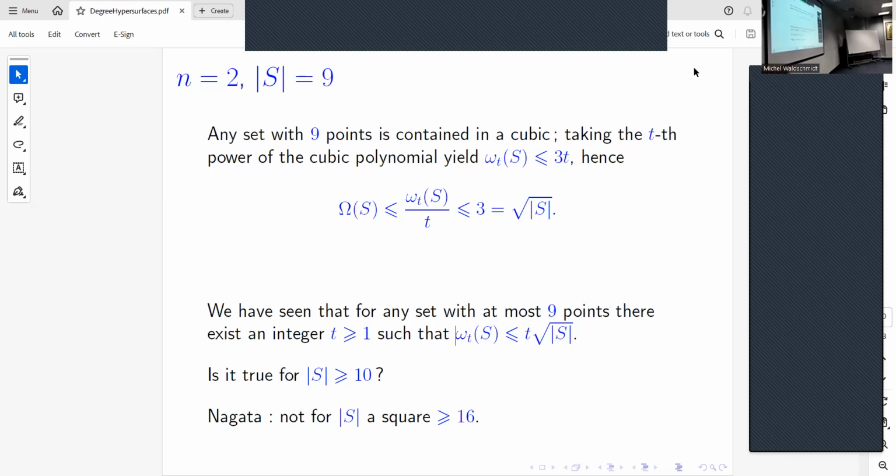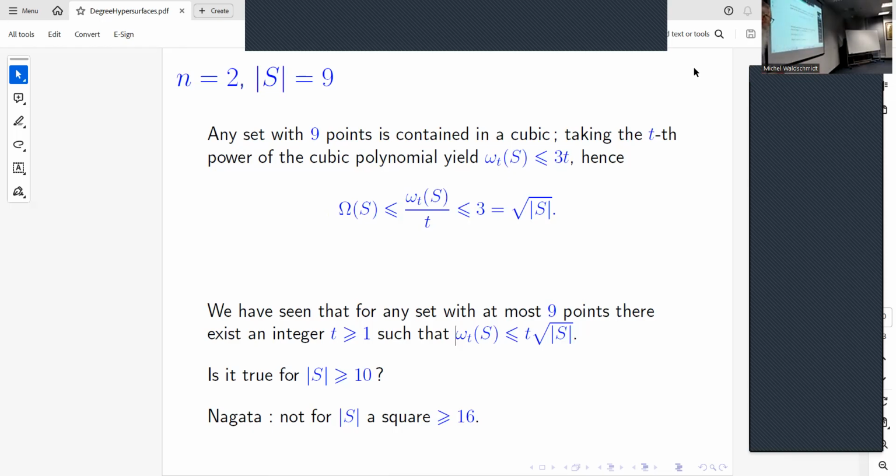And now I come to the conjectures of Nagata. After that, I will come to the end. And so, the question of Nagata is, is it true for the number of points greater than 10? And this is the famous conjecture of Nagata, which is not solved. And I will explain where it comes from.